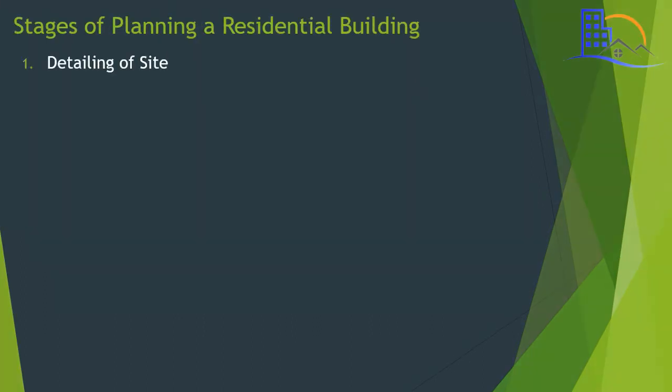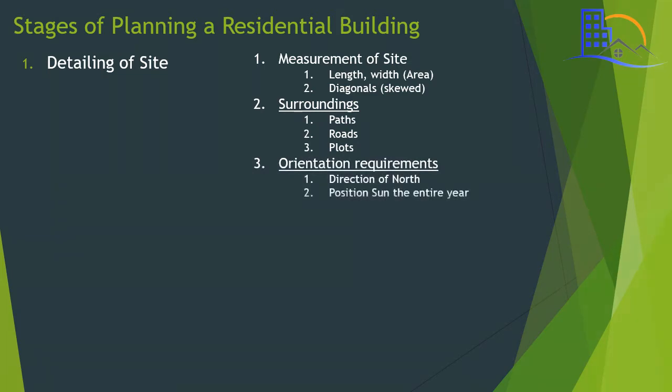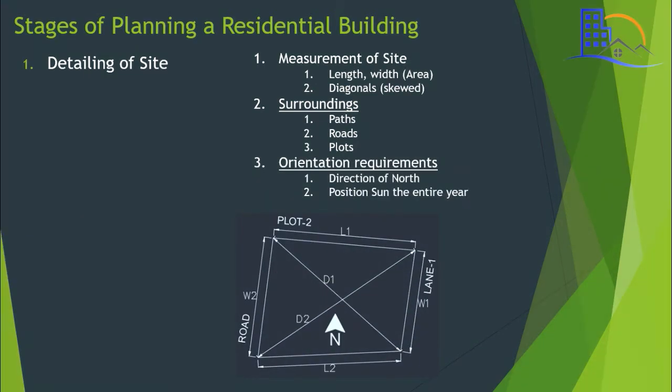Detailing of the site is the very first stage of planning. We collect and absorb the information about plots, such as measurements of all sides, surrounding environments like roads or other plots, natural orientation of the plot or the direction of north. Later on we will filter this information and convert it into the location plan drawing.